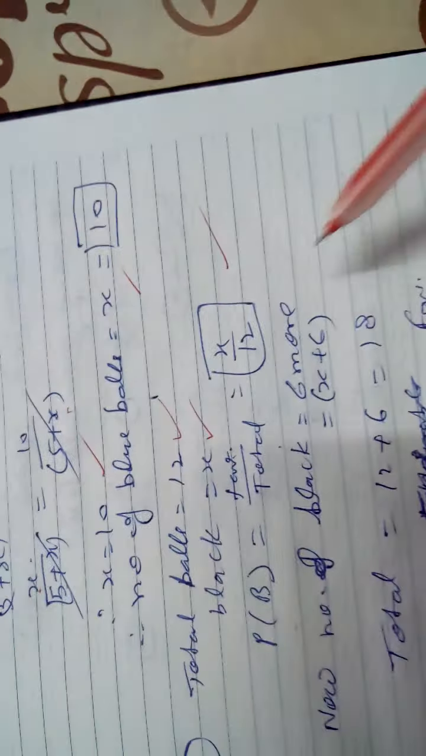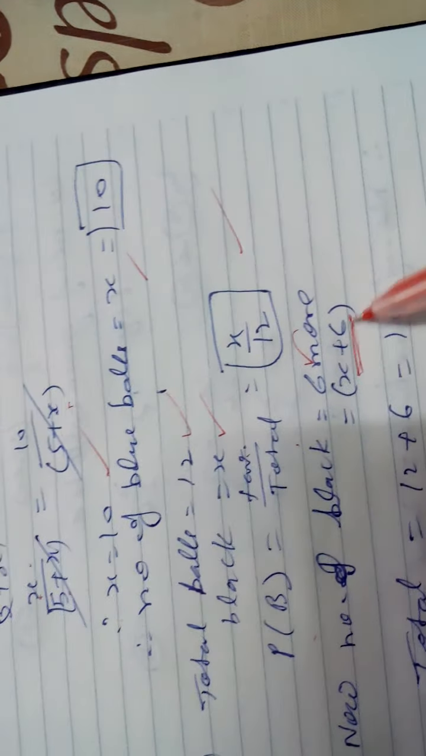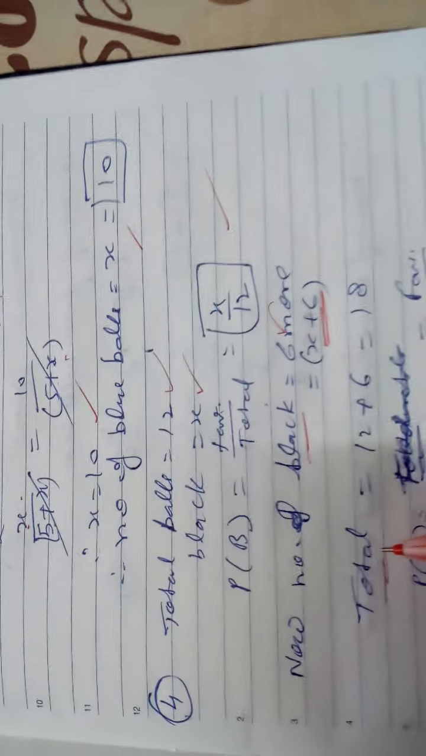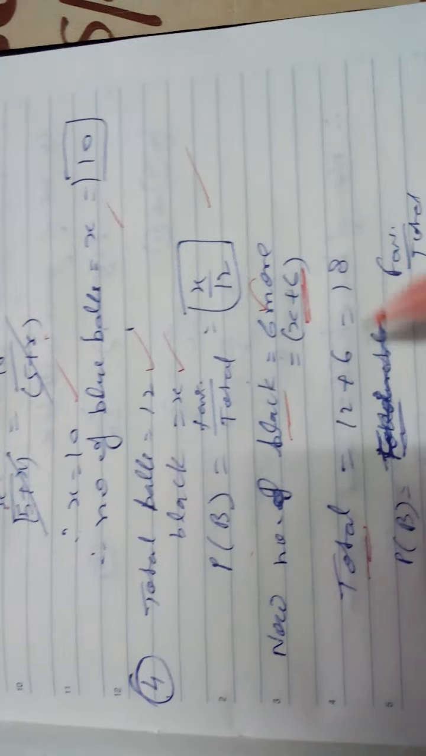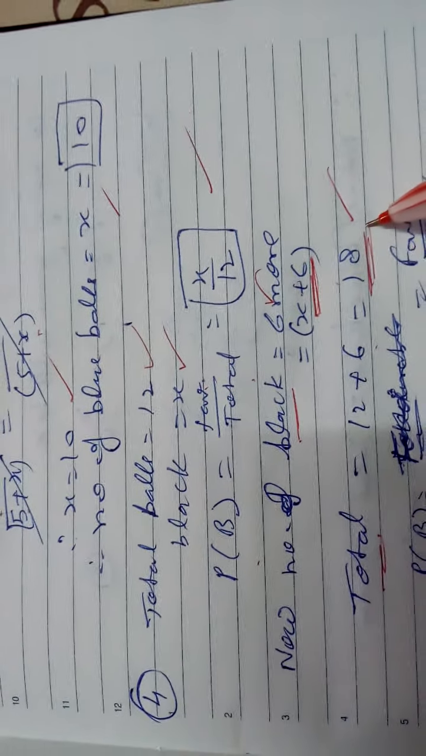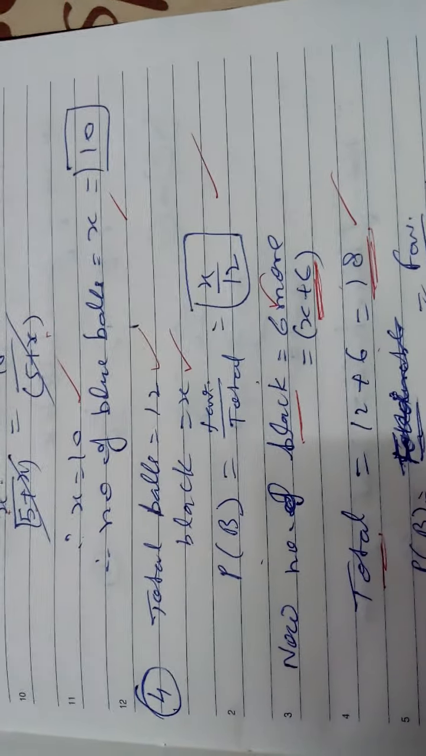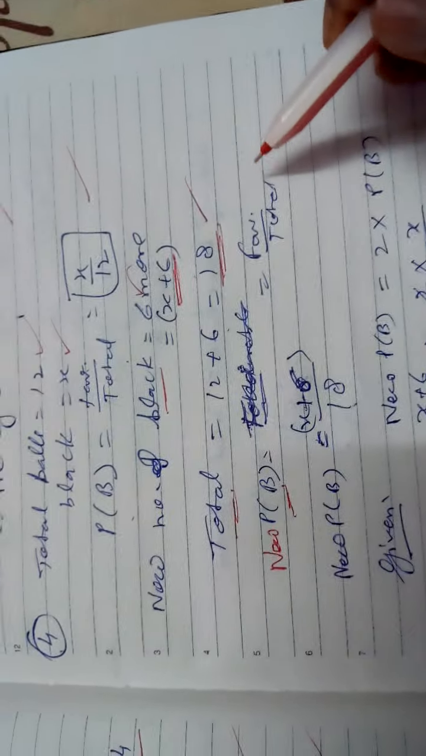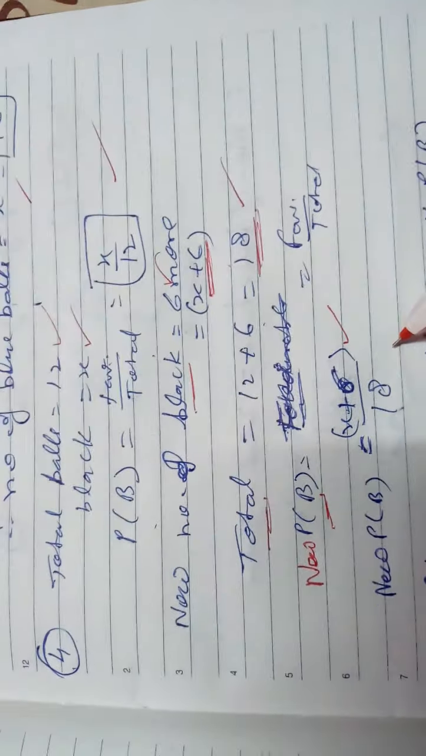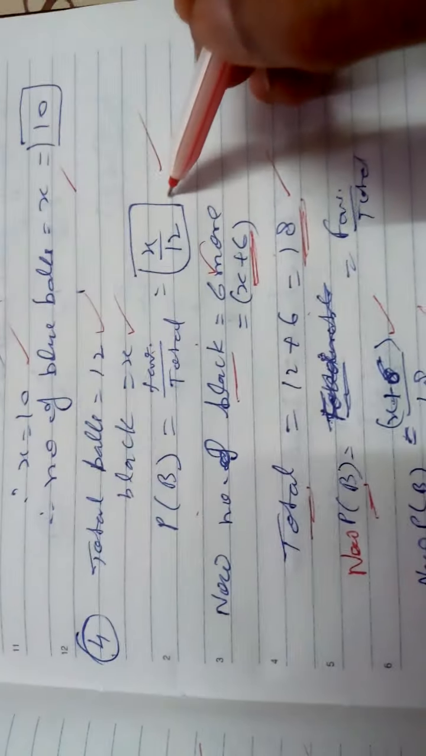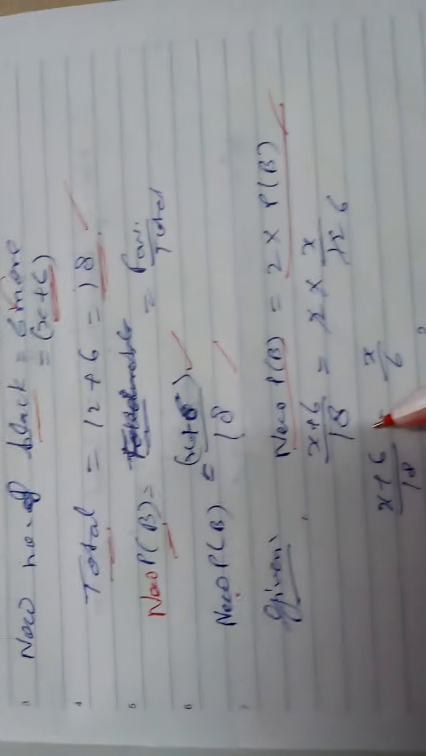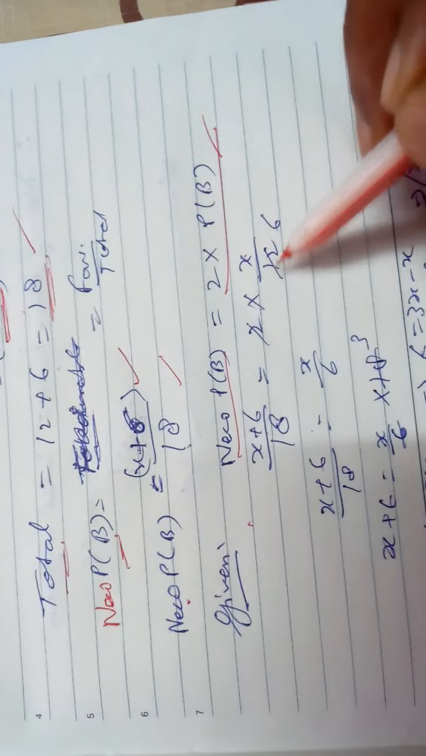Find x. 6 more balls you are dropping, it means the black count is x plus 6. Total also increased because there were only 12 balls. 6 more balls, so 6 will be added. Now the total is 18. Now the probability of black, which is called the new probability, is x plus 6 upon 18. The new probability and the previous probability have a relation. New is equal to double the previous. Put the values. x plus 6 by 18 is equal to 2 into x upon 12.